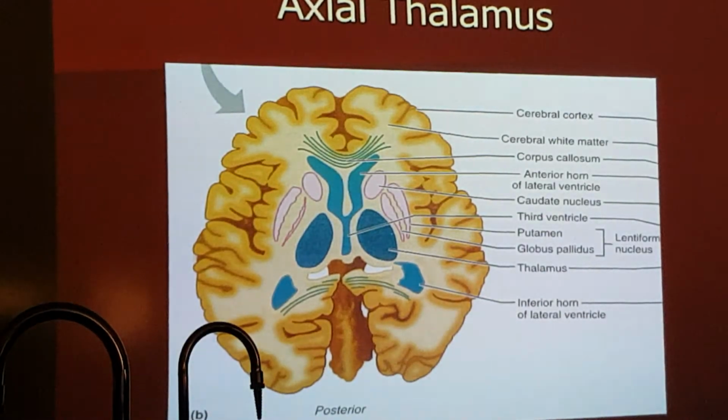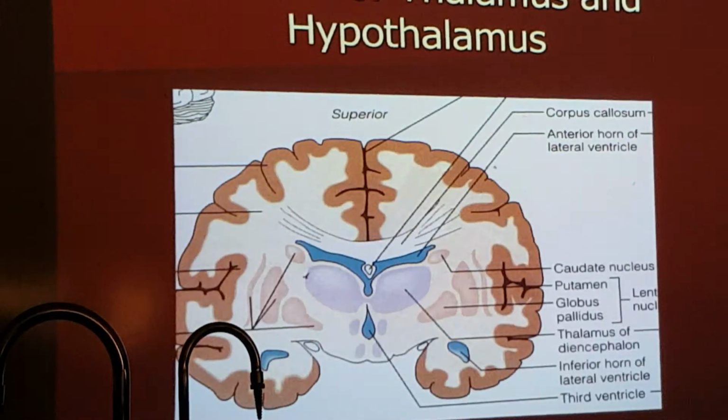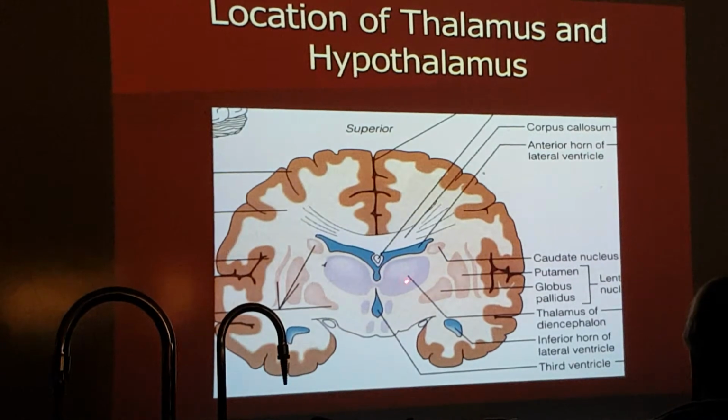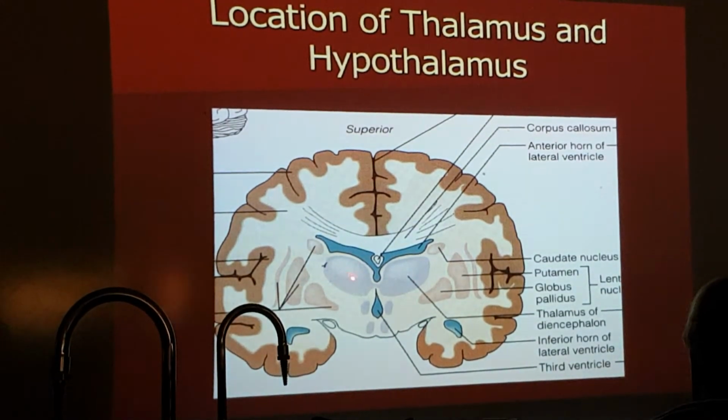Another one of those slicey views. Another one shows the two halves of the thalamus. This is an axial slice. And you can see that little interthalamic adhesion that connects the two halves. We're looking at a coronal slice. Did I say coronal before? It's coronal. And you can see the very little tip of the temporal horn of the lateral ventricle.